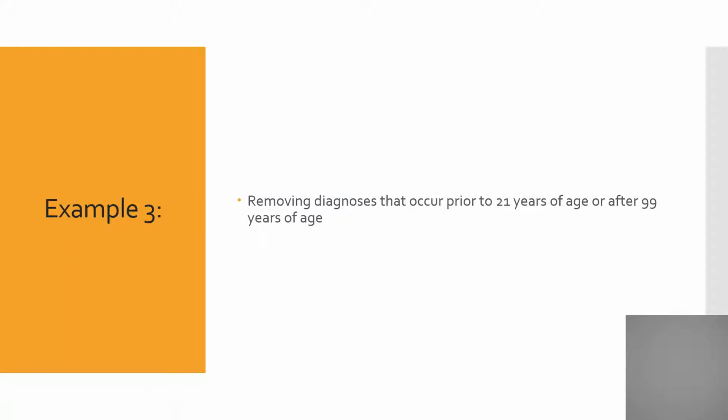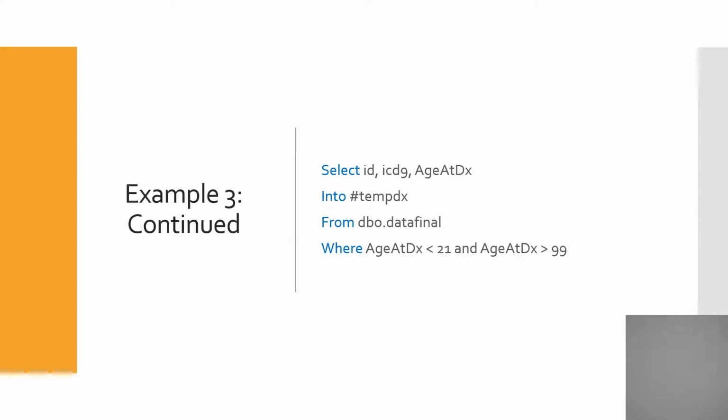In our last data cleaning example, we want to remove diagnoses that occur prior to 21 years of age or after 99 years of age. In our first line, we are selecting the columns ID, ICD-9, and age at diagnosis. We are then putting our selected columns into a temporary table called tempdx. As you can see in the third line, the data we are taking are from DBO data final.